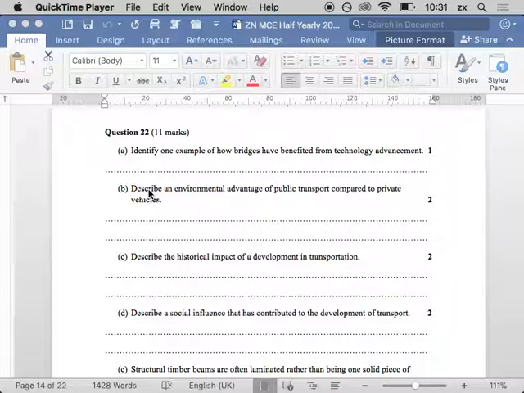22A. Identify one example of how bridges have benefited from technology advancement. Hit me with it, guys. Give me an example. Alloys have led to stronger bridges. Great, that's a really good answer. Yeah, you could talk about alloys. You could just even talk about the development of steel, but alloys is great. Yep. Anyone else? We should do more of these pages. I like this.